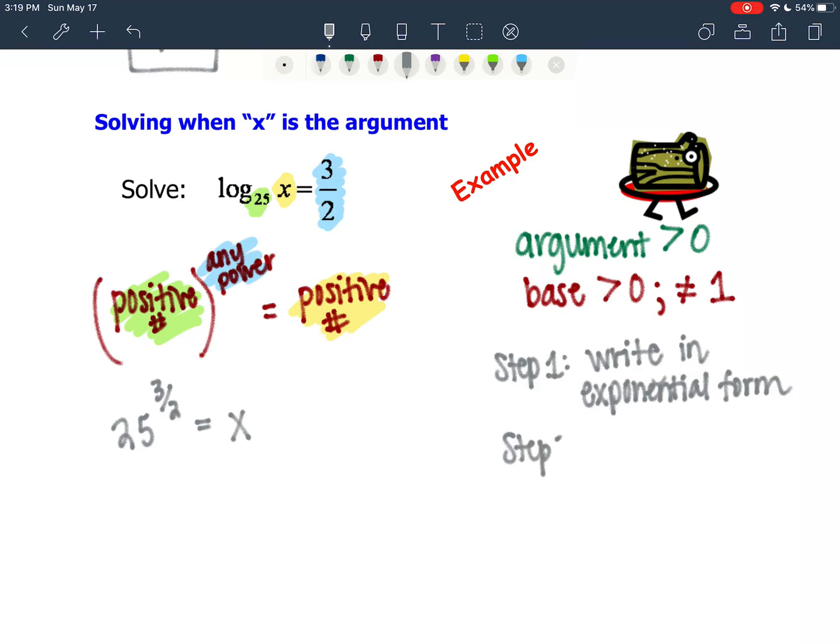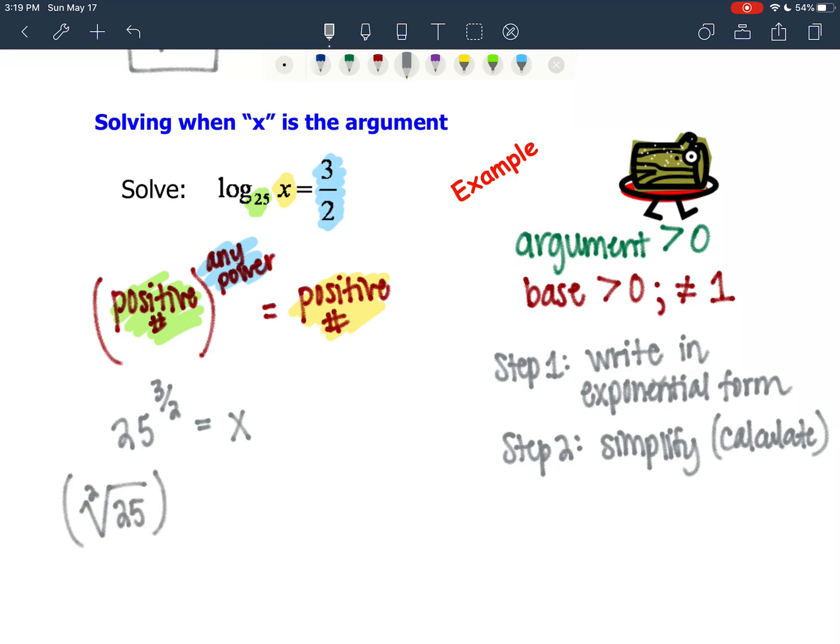Step 2, we just need to simplify. So step 2, we're going to simplify. Sometimes that means also calculate. So we're going to do a little calculation. We're going to take the square root of 25, and then we're going to take that result and raise it to the 3rd power. The square root of 25 is 5. 5 cubed is 125.